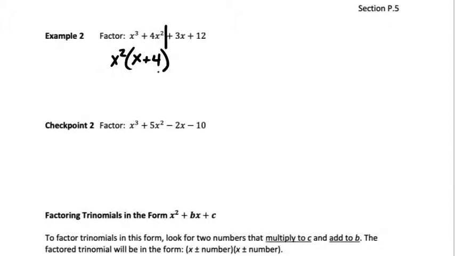Then I forget about that and look at the last two terms. Now in this pair, my GCF would be 3. And what's going to be left in the parentheses is x plus 4.